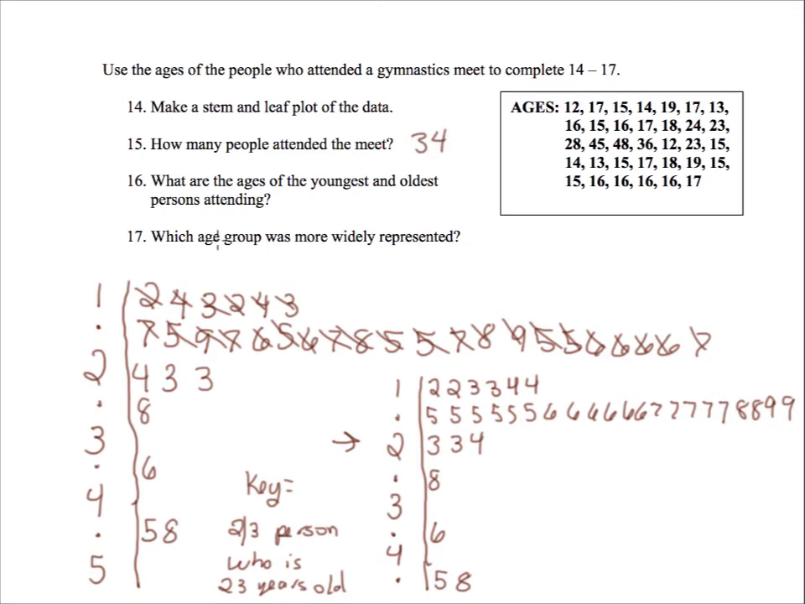All right, so let's look at our data. How many people attended the meeting? We'll have 34 data points, so 34 people. What's our youngest person? That's 12 years old, and our oldest is 58. And what age group is most widely represented? Well, that would be the teenagers from 15 through 19 years of age.